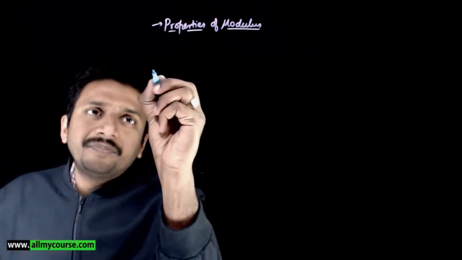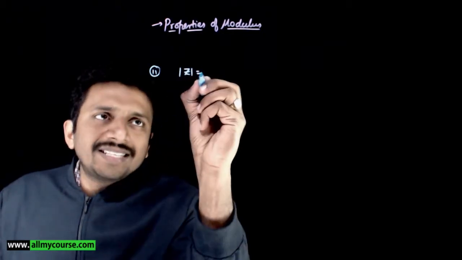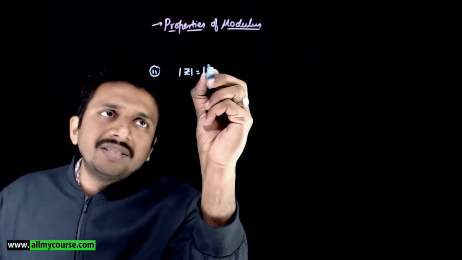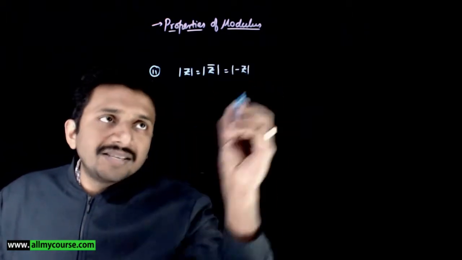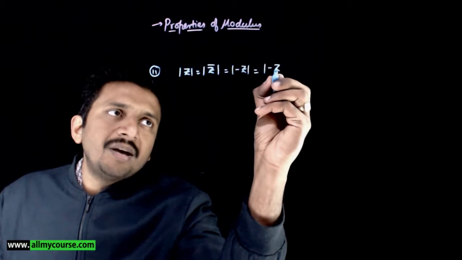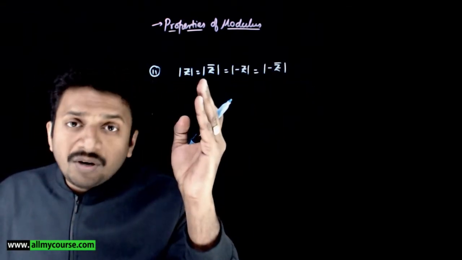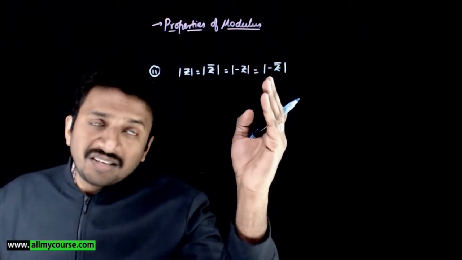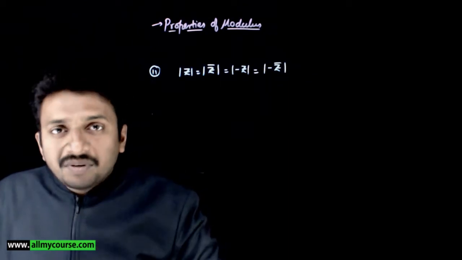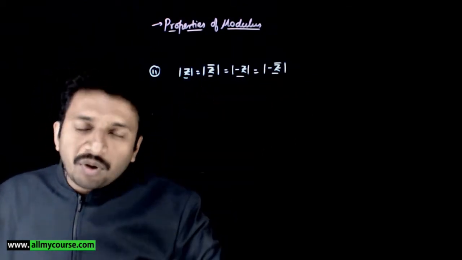The next property that we are going to discuss is a very easy property. The property says that mod Z will be exactly the same as mod of Z bar, exactly the same as mod of minus Z, and exactly the same as mod of minus Z bar. So all these complex numbers will be at the same distance from the origin.